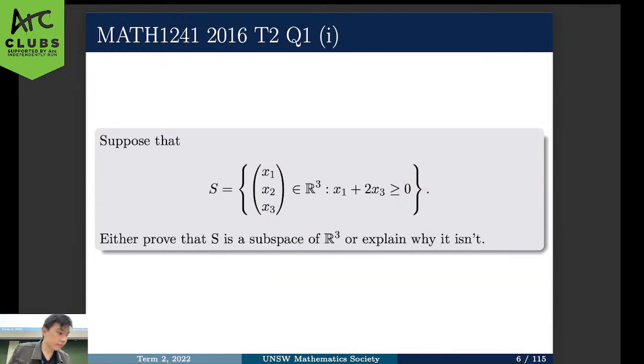So let's suppose that S is referring to the set of all vectors. The way we read this is if there are curly braces, it means that it's a set, and it takes in all elements in the form of R3. So real numbered vectors to the third dimension, and this colon means such that this condition is true. So every single vector which has this condition to be true is inside this set. So either prove that S is a subspace of R3 or explain why it isn't.